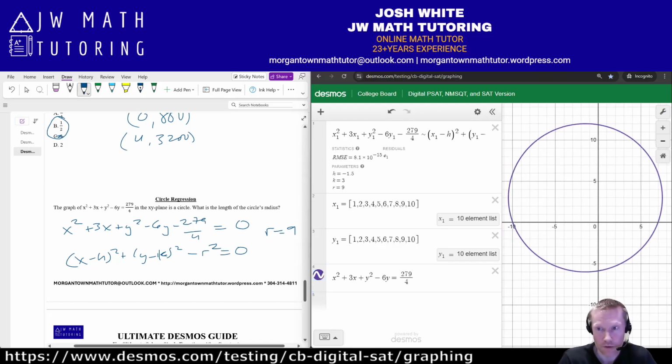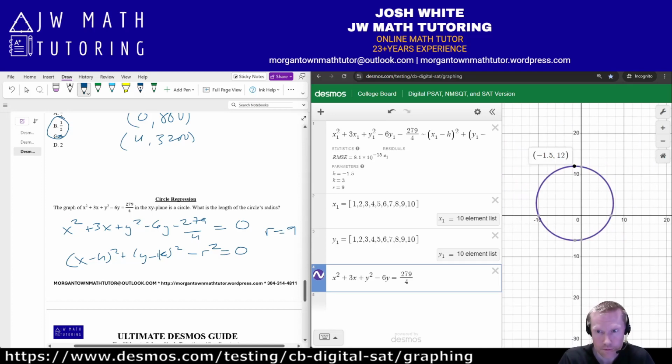Okay, so here is my circle. Notice it goes from 12 to -6. 12 minus -6 is a distance of 18 units. That's the diameter. Divide that in half. That would be a radius, and your radius is 9.